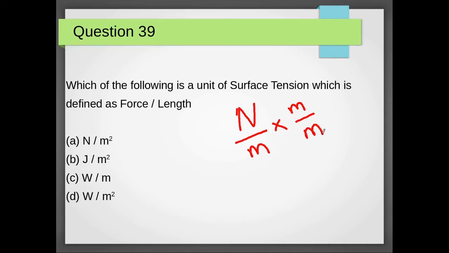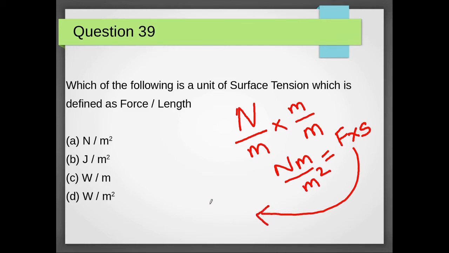So what you will get is Newton meter in the numerator and meter square in the denominator. Now Newton meter is basically force into displacement. Force into displacement is nothing but work done, and work is a form of energy, which means now I can say Newton meter, I can represent it as joules by meter square. So obviously the answer must be option B.